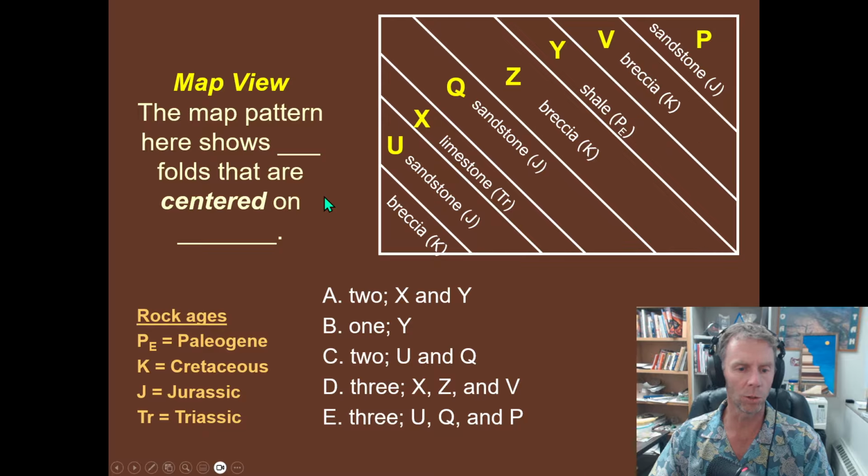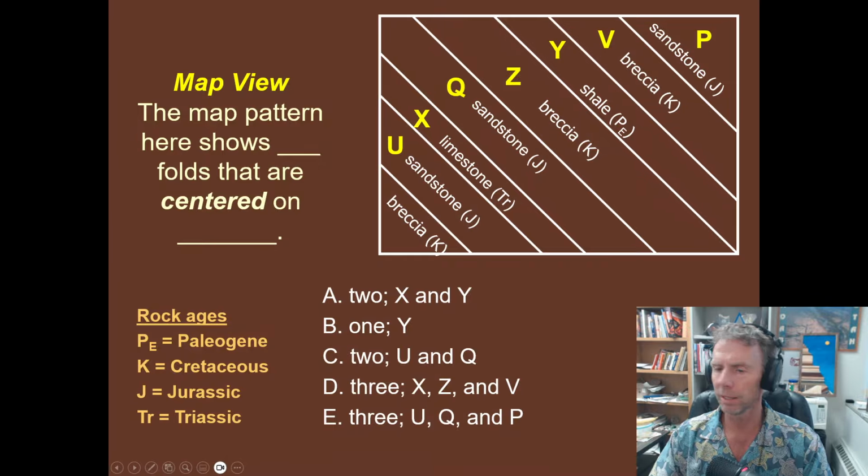So let's go right to our quiz question. So let me walk you through this a little bit and then let you have at it. So what we have here is a map pattern of rocks. So I've listed the different rock types here on the map. In parentheses, I have the age of the rocks, which is shown over here in the bottom left corner.